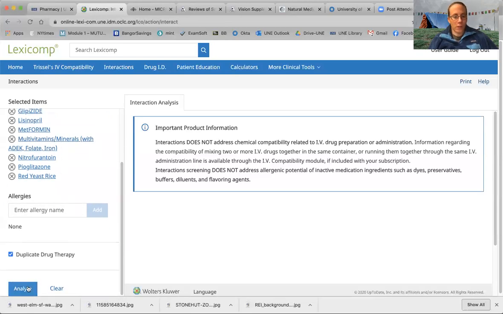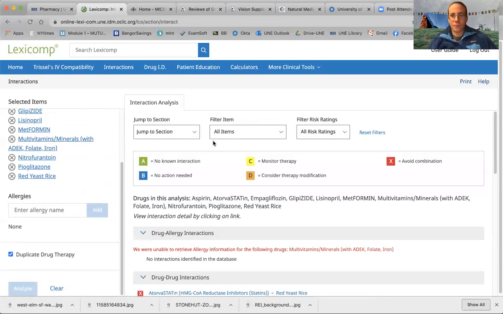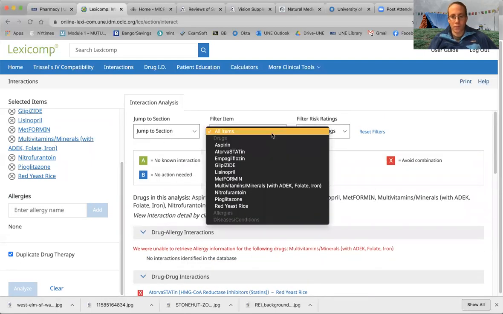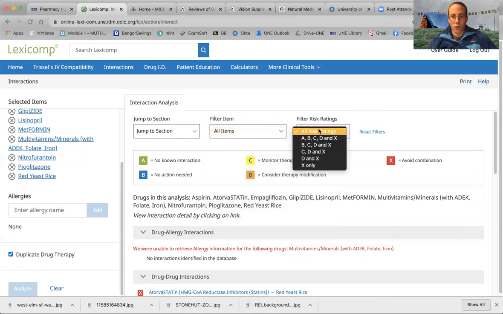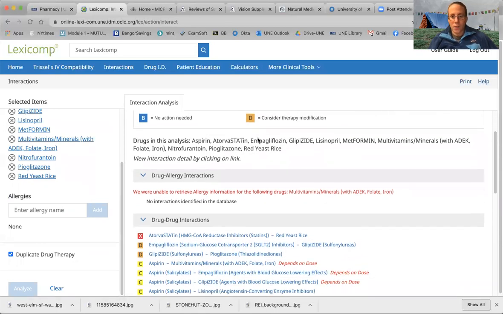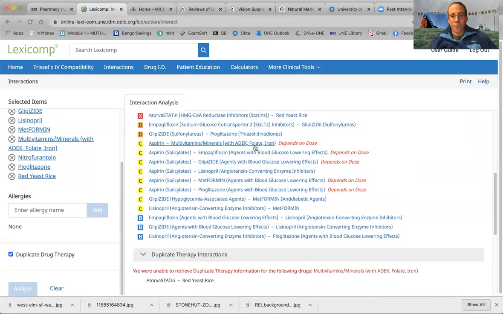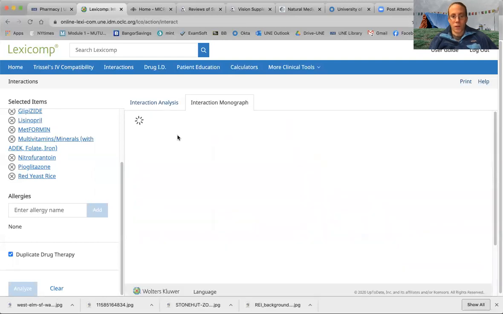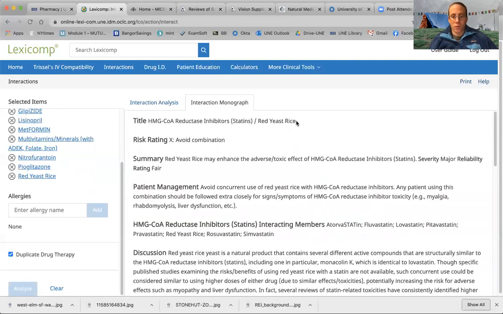Okay, so then we're going to go ahead and hit analyze. And you get this nice kind of filter, which I kind of like. You can filter by drug, you can filter by risk. For now, let's just stick with all of them. So obviously X is the worst, and you really shouldn't be tolerating any X's here. When you click on it in Lexi, you get a nice description of what's going on.